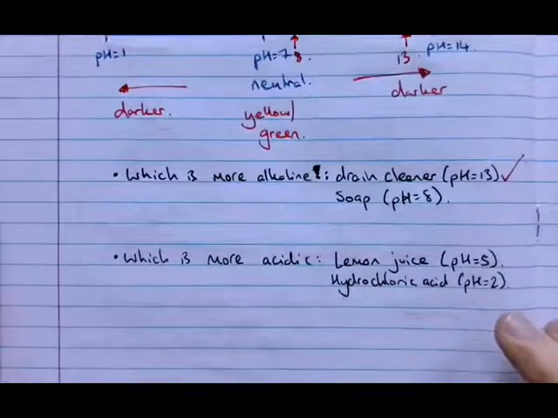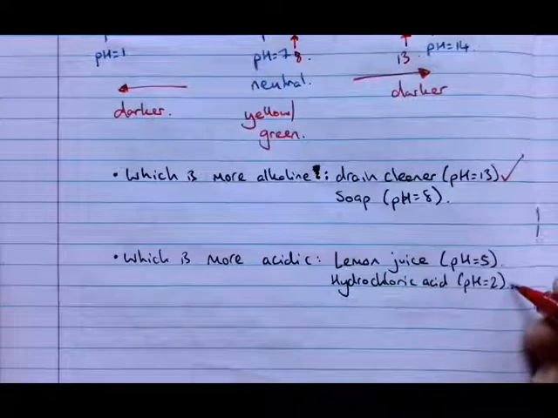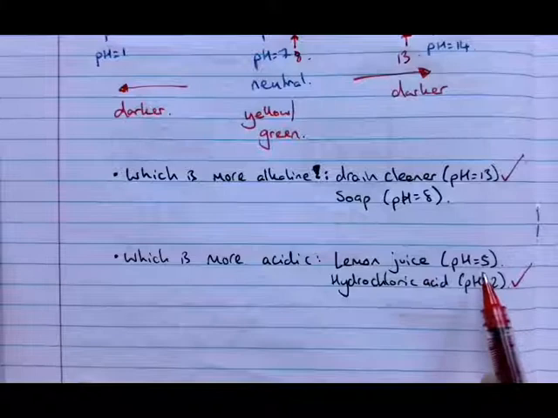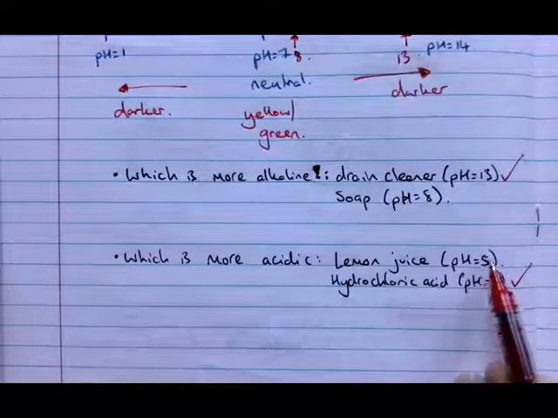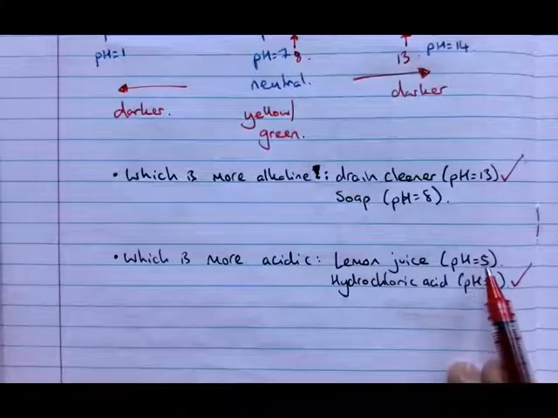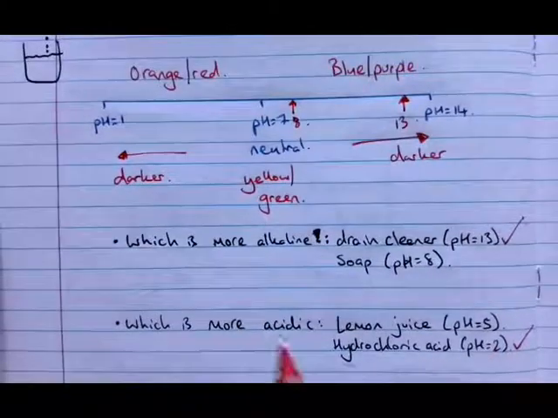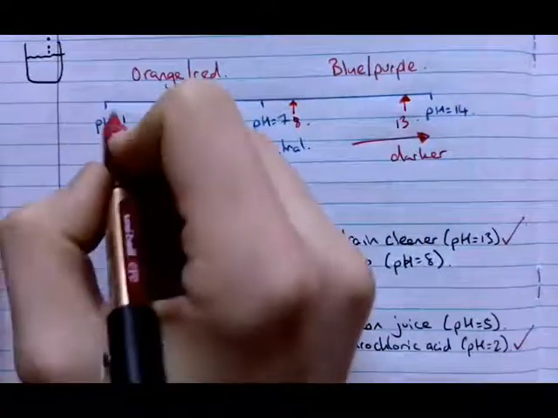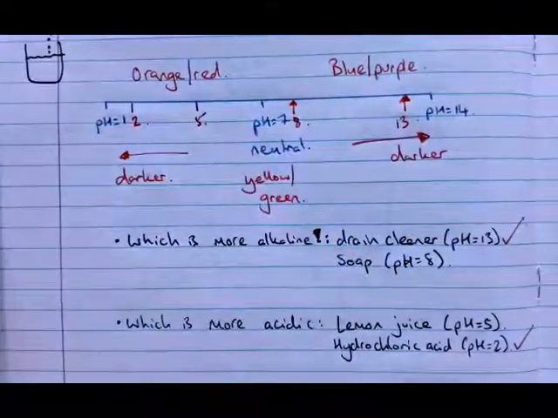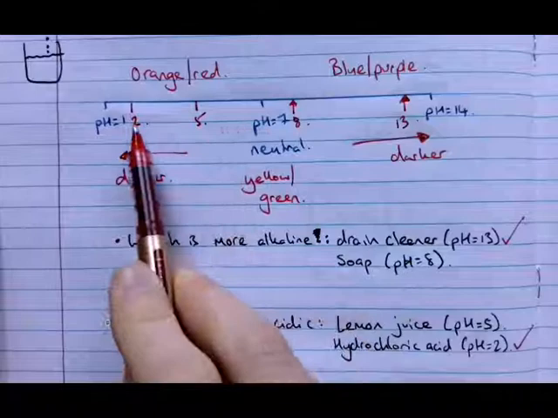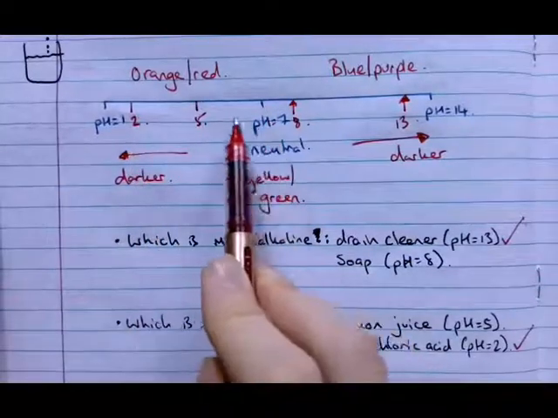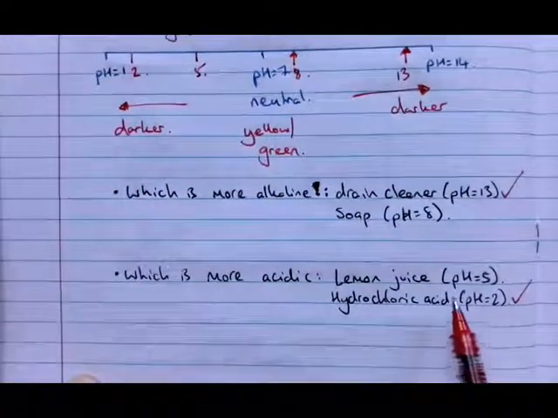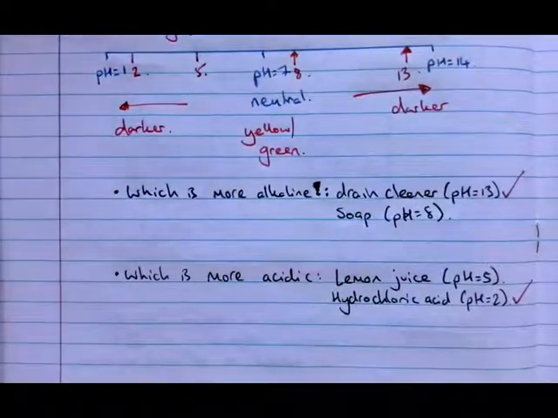Now this one's slightly more tricky. You should have selected hydrochloric acid, because even though the number is smaller, so sometimes some people think that, well, this is a bigger number, so it's more acidic. That's not true. And if we look at the scale, you can see, well, pH of 5 would be here, but a pH of 2 would be up here. So you can see that even though 2 is a smaller number, it means it's further along the scale towards the acidic end. So hydrochloric acid is your more acidic solution.